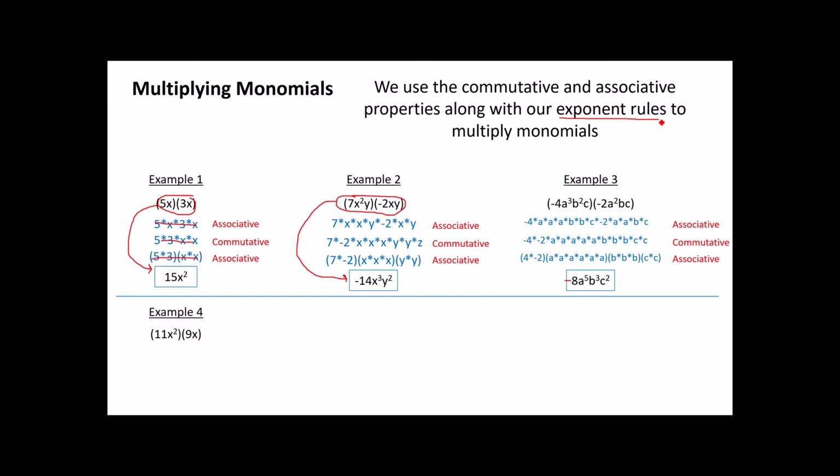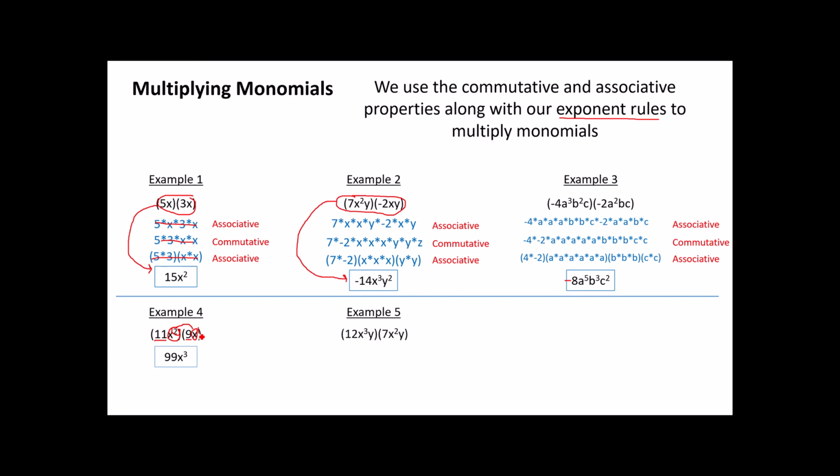Check this out. 11x squared times 9x. Here's what I realize when I look at this. I realize when I rearrange and regroup, eventually this 11 times 9 is going to make a 99. I also know when I rearrange and regroup, I'm going to end up taking my x and my x and my x, my 3 x's, and multiplying those together. So rather than taking the time to write all that out, I'm going to say 11 times 9 is 99, and x squared times x, my product of powers property, says I can take those 2 and those 1, add them together and get 3, and this becomes 99x to the third.